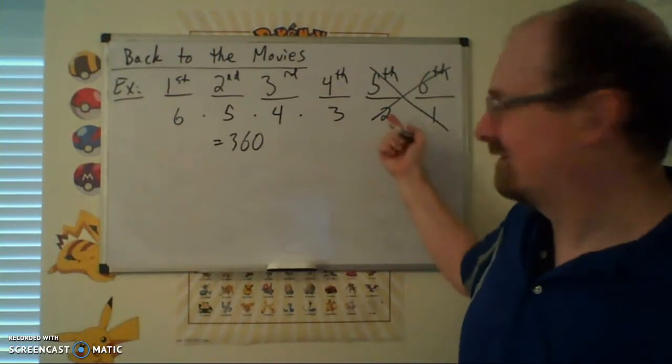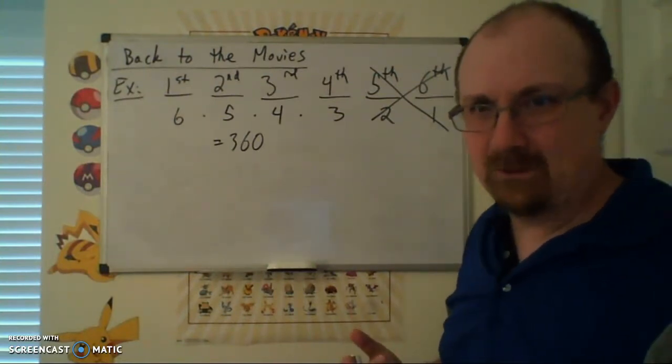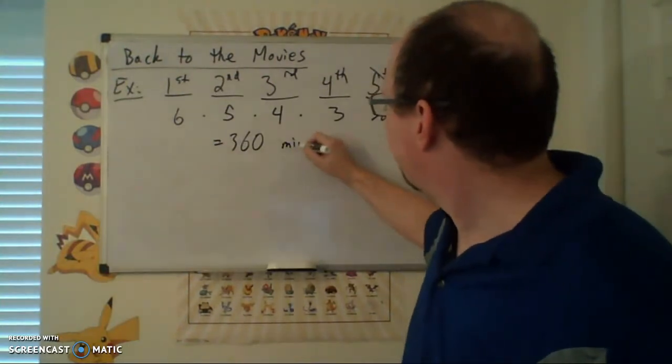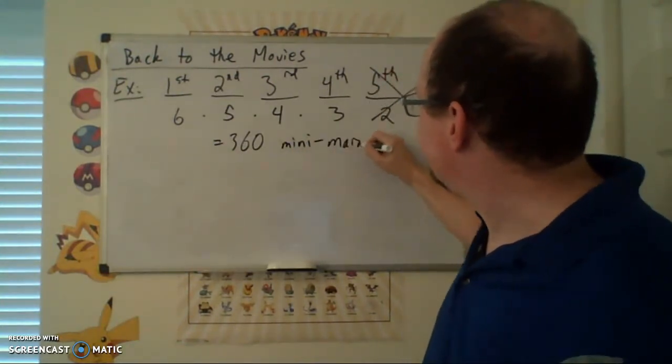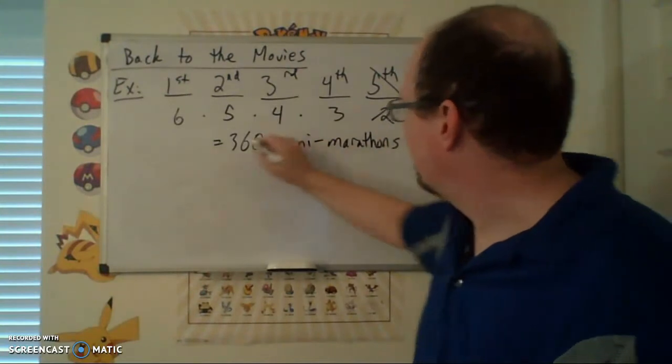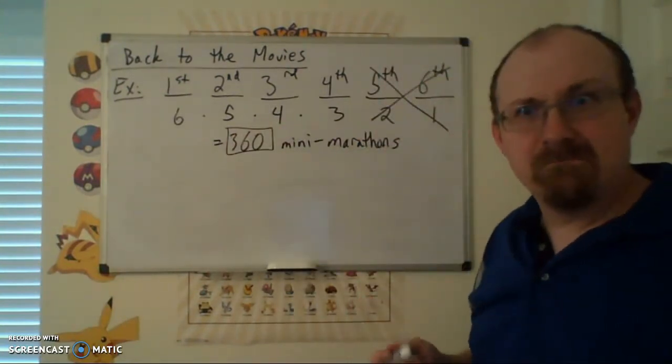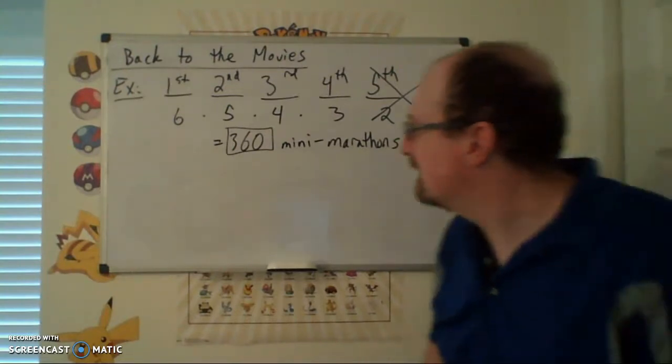So, you could just divide the value we had with the 6 slots by 2, because that's the only thing that's really different. So we have 360, call it a mini marathon now. Those are our options at this point.